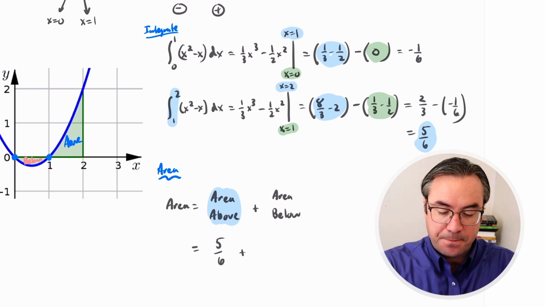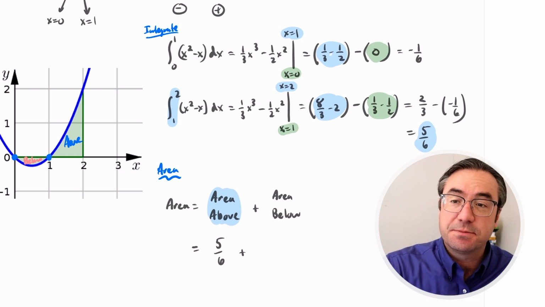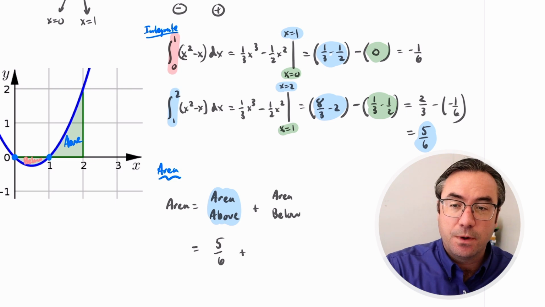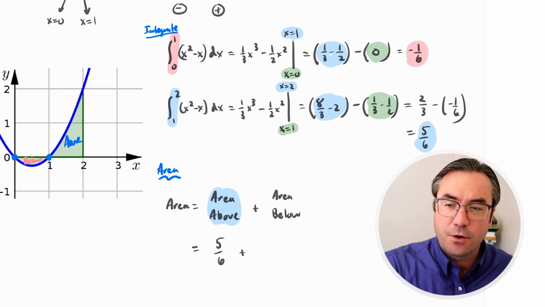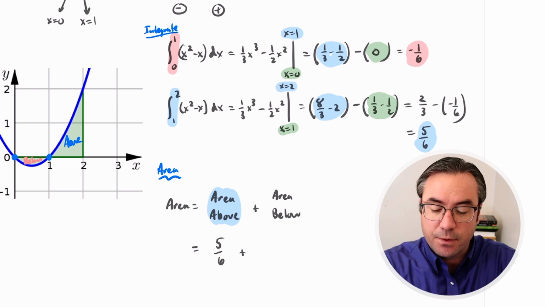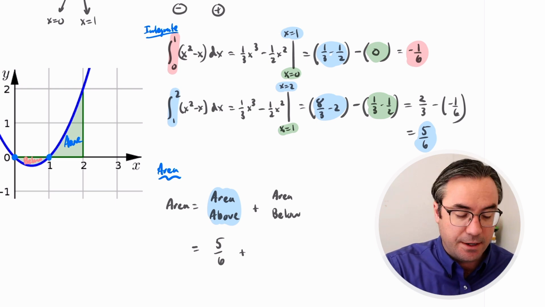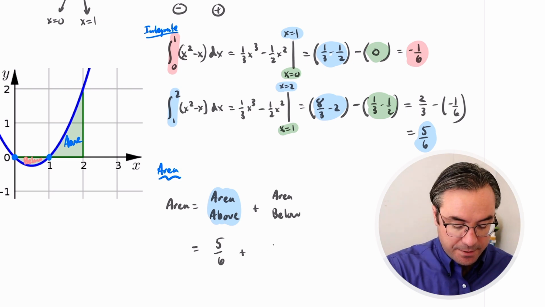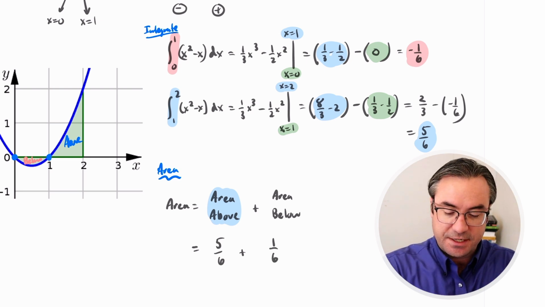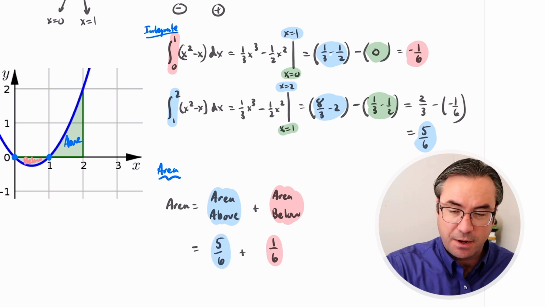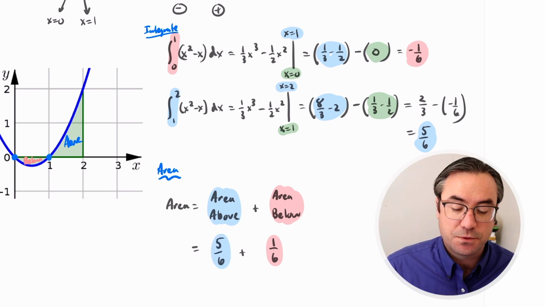Now we're going to add to that. To get the area that sits below the x-axis, that region is the integral from 0 to 1. That integral value is negative 1 over 6. The negative is just telling us that the region's below the x-axis. We don't really want to know that. We want to know the size of that region. What's the area? That's what the 1 over 6 represents. So the area below is just 1 over 6. We had our area above was 5 over 6, and the area below was 1 over 6.